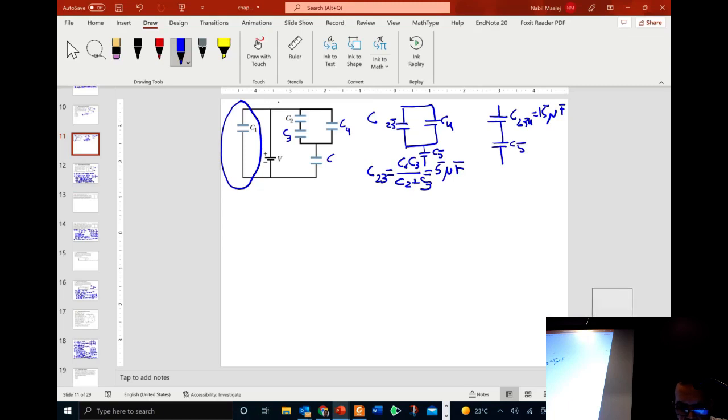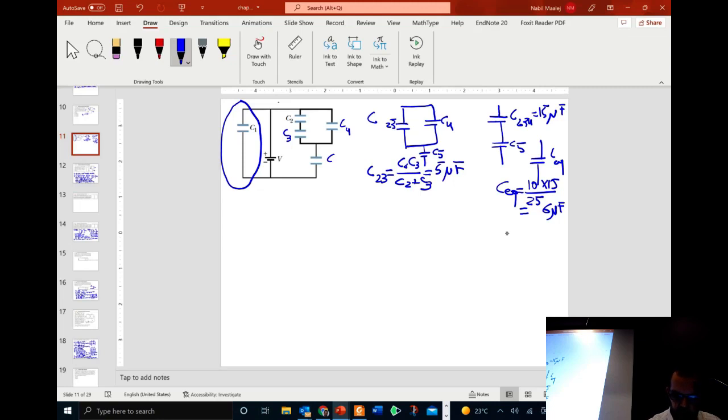Okay, so now we can determine C equivalent. In this case, it's a series combination of C2,3,4 and C5. So we do the product divided by the sum. So this is 10 times 15 divided by 25. The sum is 25. So 10 times 15, that's 150, divided by 25, that's 6. So this is 6 microfarads. Okay? So now I'm going to work backwards.